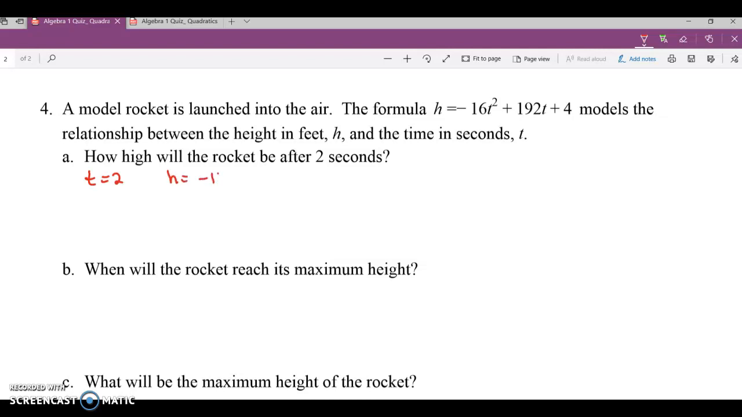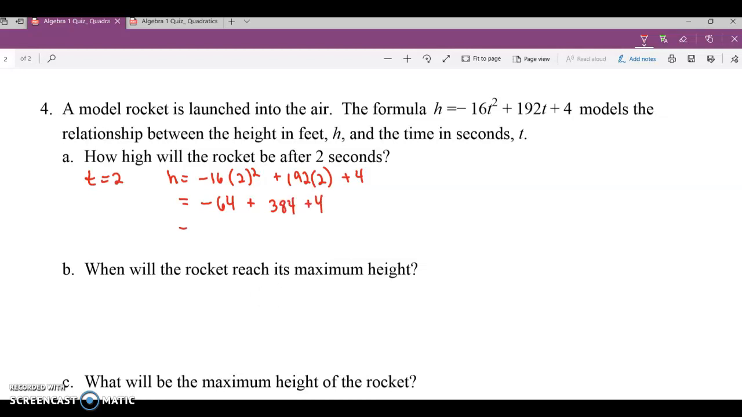So h equals negative 16 times 2 squared plus 192 times 2 plus 4. 2 squared is 4 times negative 16. That's negative 64 plus 384 plus 4.